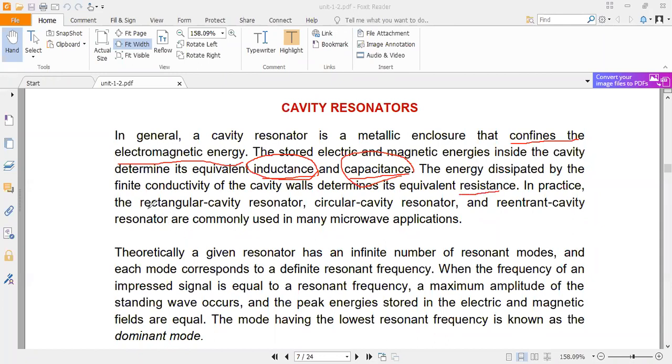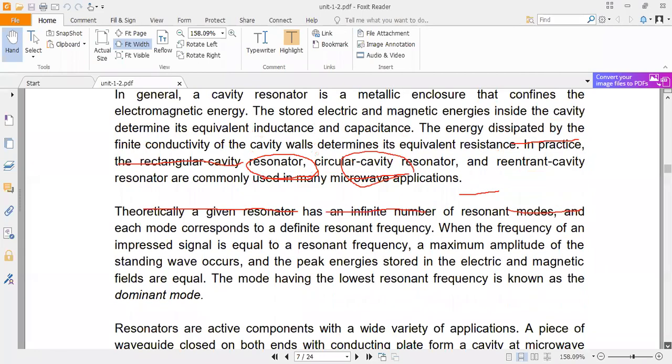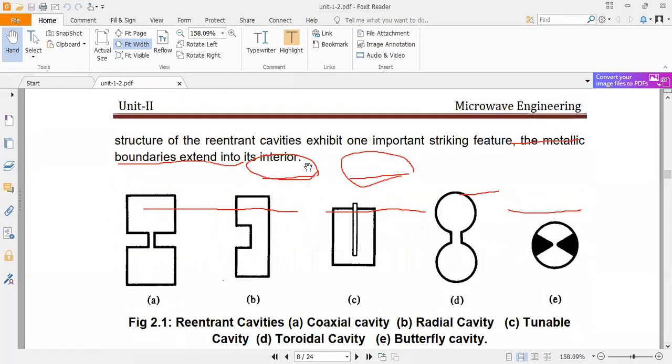If you see in practice, what cavities are available? Rectangular cavity resonators, circular cavity resonators, and re-entrant cavity resonators are commonly used at microwave frequency. But in your syllabus, rectangular cavity resonators are present. So we'll see the figures of rectangular cavity resonator and circular cavity resonator. These are examples of rectangular cavity resonator, whereas this is the circular cavity resonator.